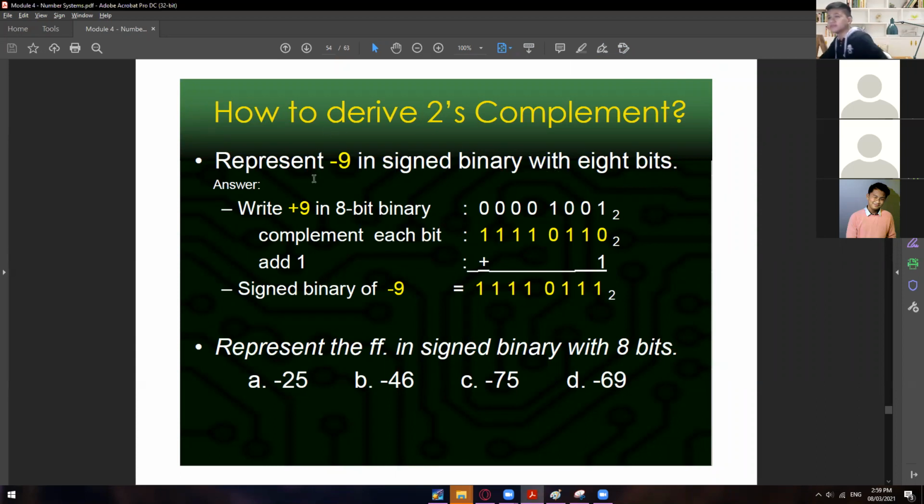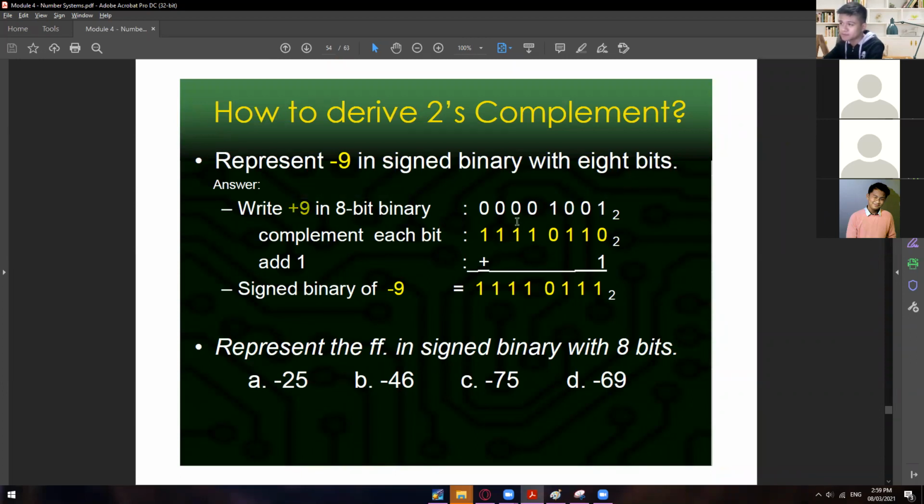All right, so how to derive two's complement. Here, we have to represent this -9 into binary with 8 bits. The first thing that you need to do is write the positive 9 in 8-bit binary. You have to represent the positive 9 first, wherein, as you can see right here, 8 plus 1 is equal to 9.